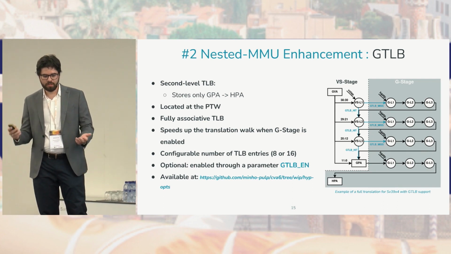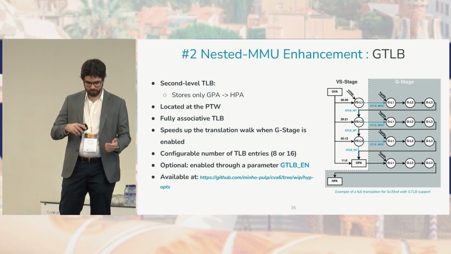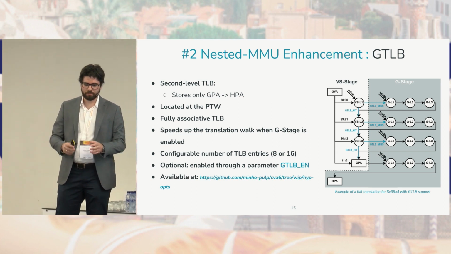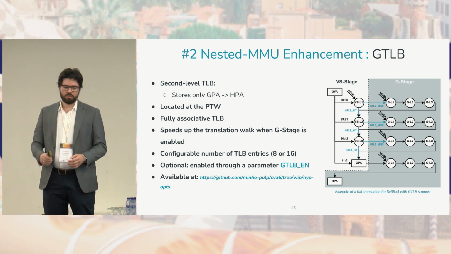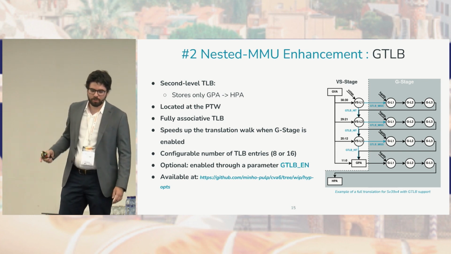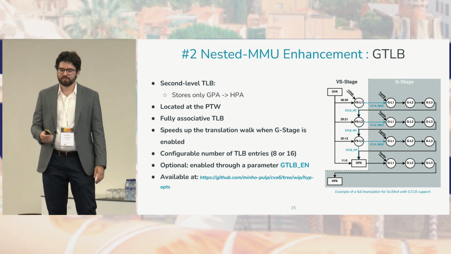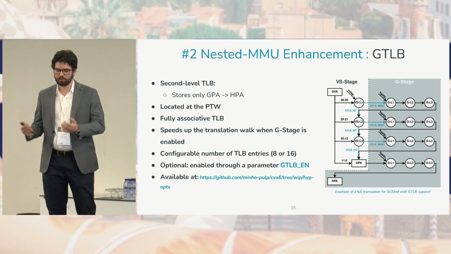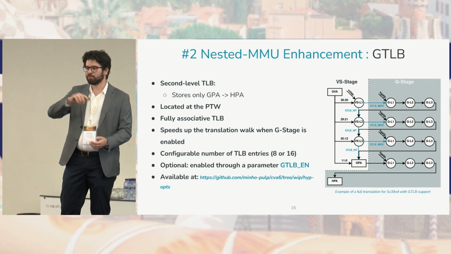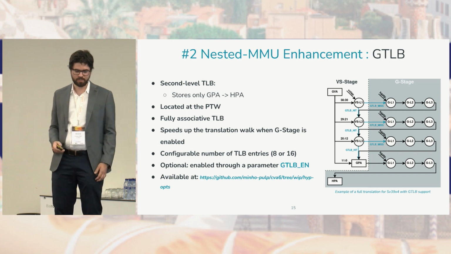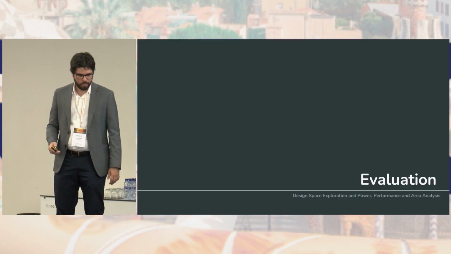So the GTLB that I was talking about, you can see on the right, we have a picture of what you get when you have the GTLB to make a full translation. We basically avoid going to the G stage when there is a hit on the GTLB, and then we have almost what you get when you don't have virtualization to do a full translation. This is also available online. You can use it and include it in your designs.